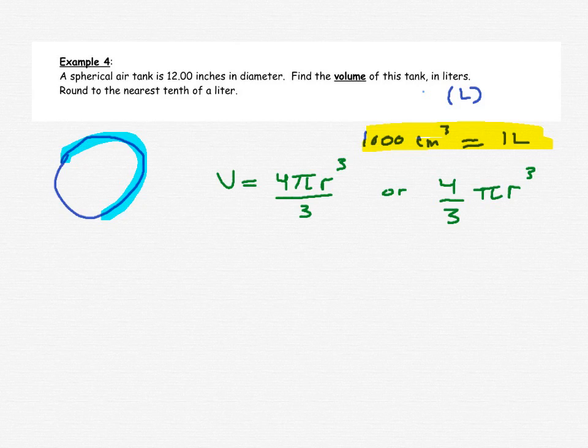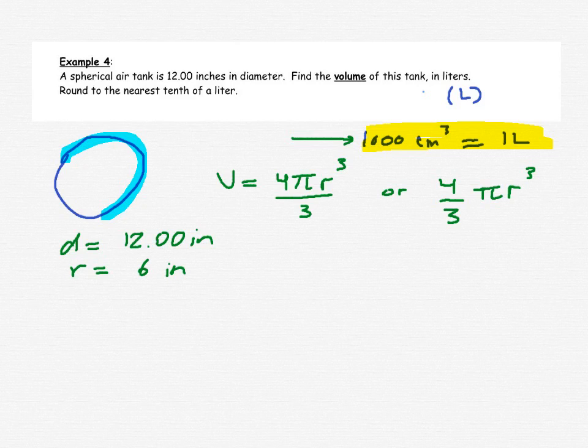The deal is, my goal is to get my answer in liters, so I'm going to take my dimensions that I'm given and convert it into centimeters. So 12 inches, the first thing that I would do with that is find the radius, which is 6 inches, and then convert inches into centimeters.